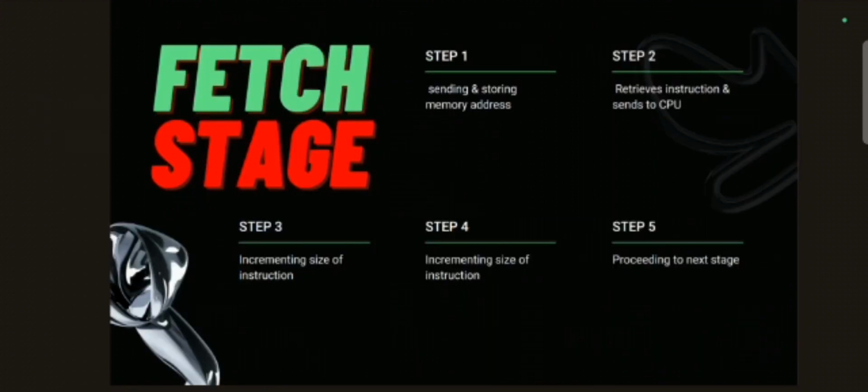Now let's talk about the fetch stage. During the fetch stage of the instruction execution cycle, the CPU retrieves the next instruction from memory. This process involves several steps. The CPU first sends the memory address to the memory unit, which indicates where the instruction is located in memory. The memory address is stored in a register called the program counter, that is PC.